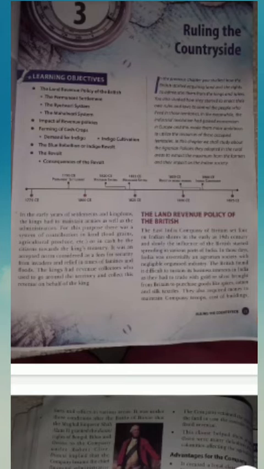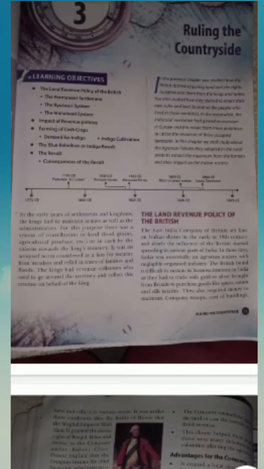We have also studied that they started to enact their own rules and laws to control the people who lived in those territories. They adopted so many policies like subsidiary alliance, doctrine of lapse, and annexation of different types of kingdoms.